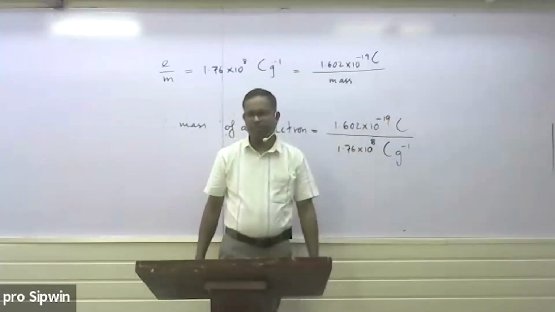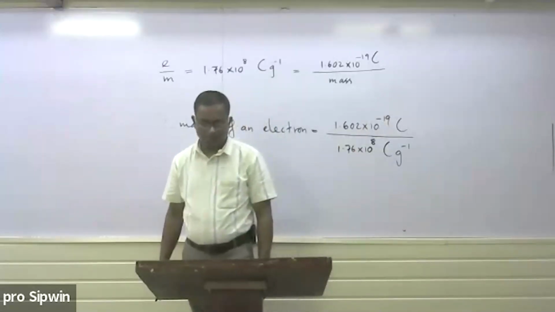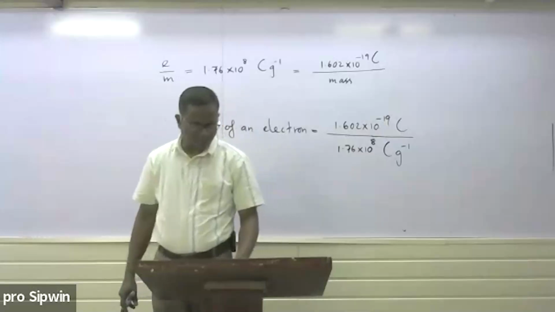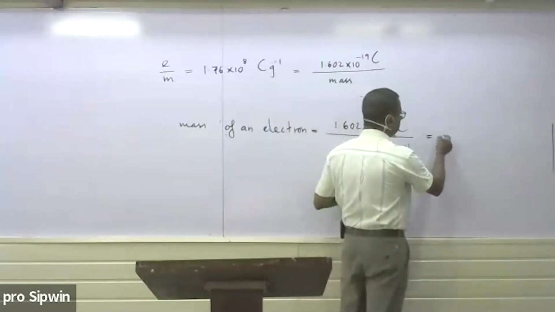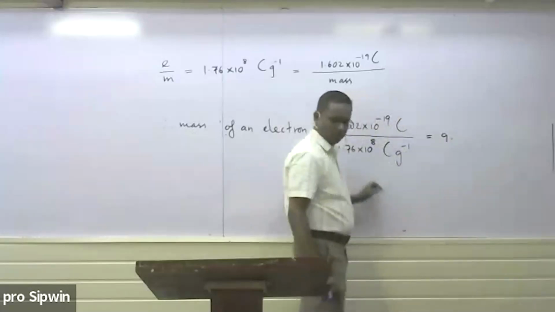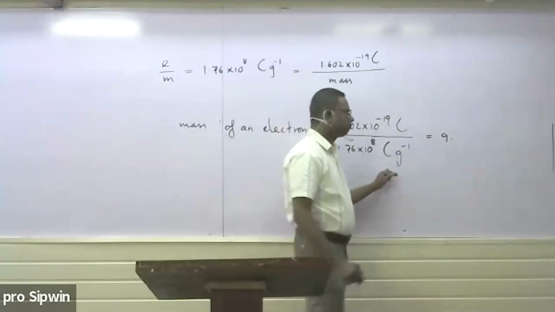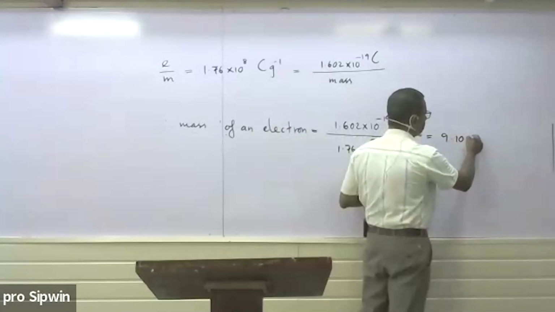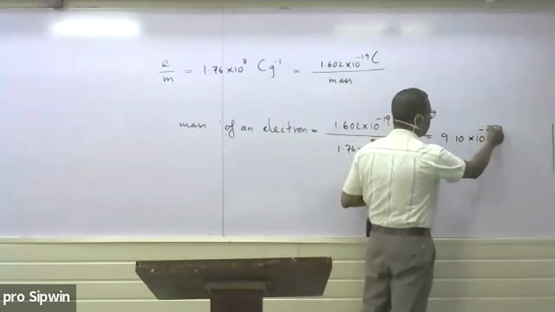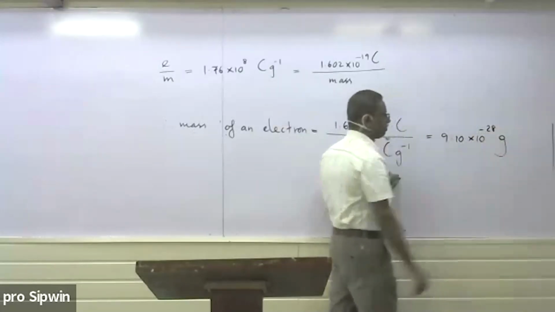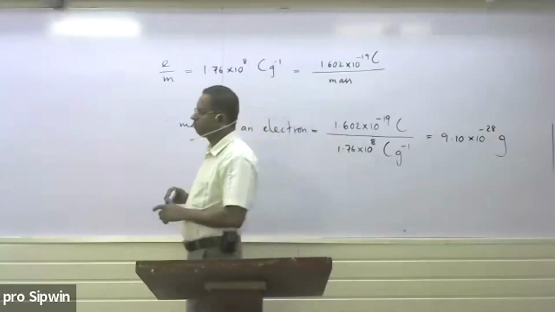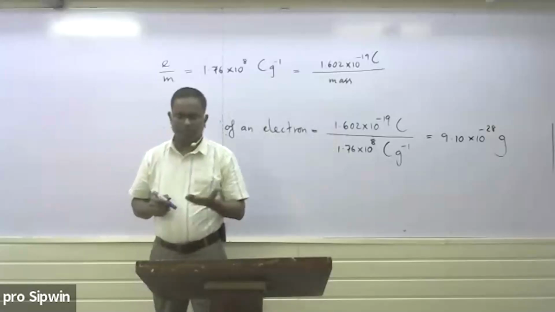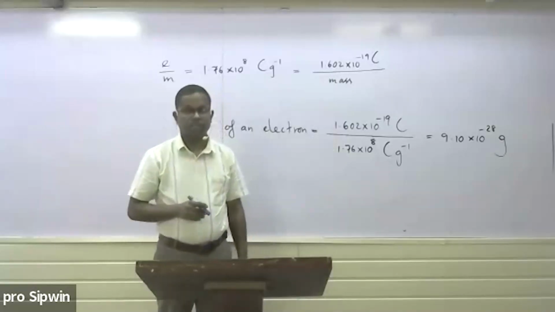So the answer here, right, is 9.1 × 10 to the power minus 28 grams. If kilograms, 10 to the power minus 31.